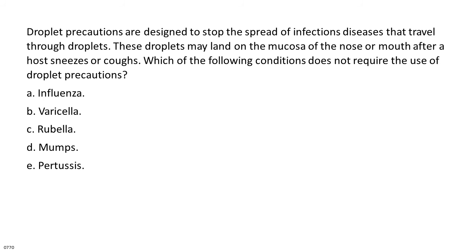Droplet precautions are designed to stop the spread of infectious diseases that travel through droplets. These droplets may land on the mucosa of the nose or mouth after a host sneezes or coughs. Which of the following conditions does not require the use of droplet precautions? A. Influenza. B. Varicella. C. Rubella. D. Mumps. E. Pertussis.